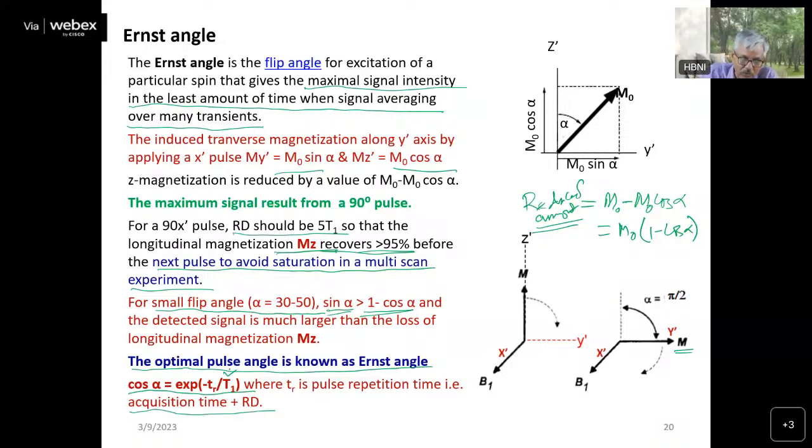So if you know the T1, and you know the pulse repetition rate, you can choose the optimum alpha value, and that will decide your TP, because TP is directly related to the angle, the pulse angle. Or if you have a fixed alpha, you can find out what the repetition rate should be, because T1 you cannot change.